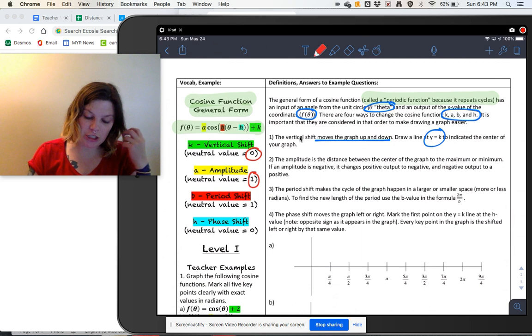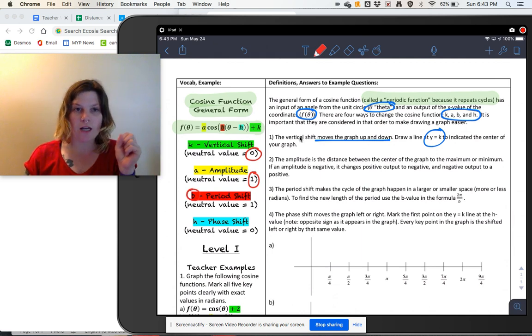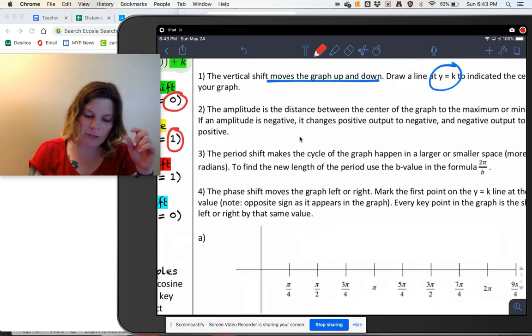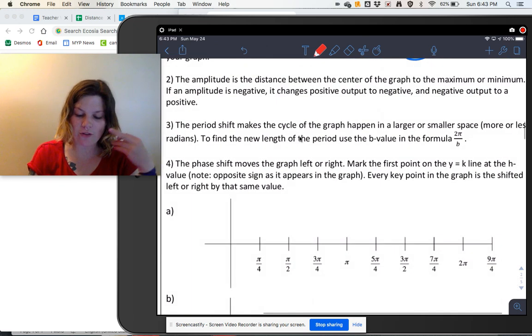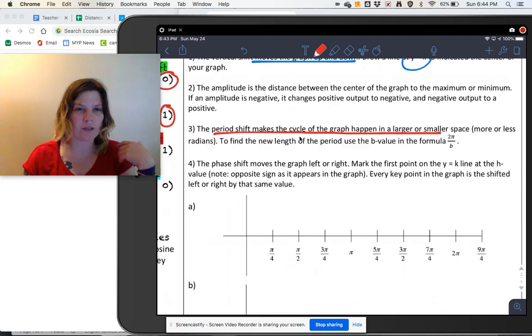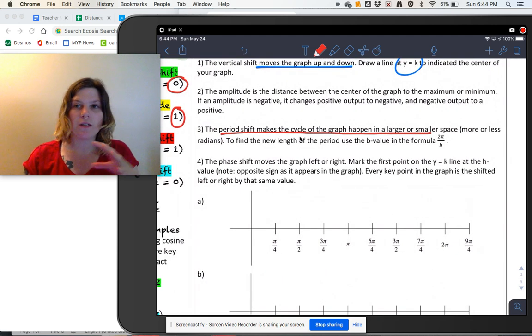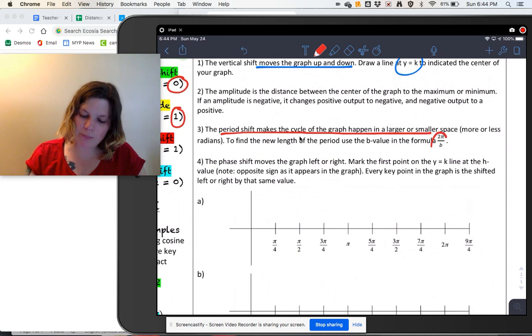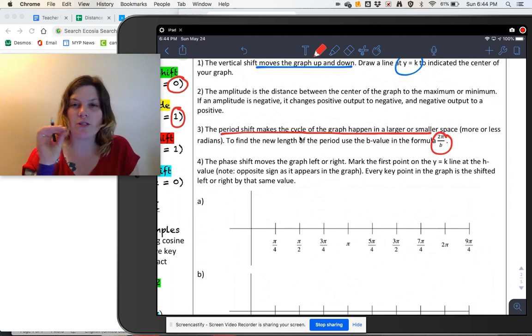And then the period shift, which is the b value, controls the period. The period shift makes the cycle of the graph happen in a larger or a smaller space. We looked at that a little bit at the beginning with the cosine sliders that I have in Desmos. But you need to plug b into this formula in order to get the period.